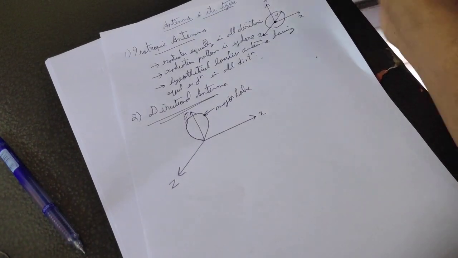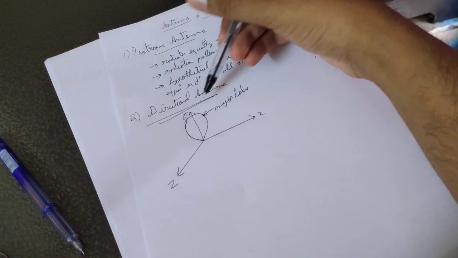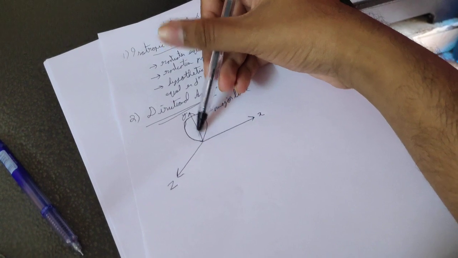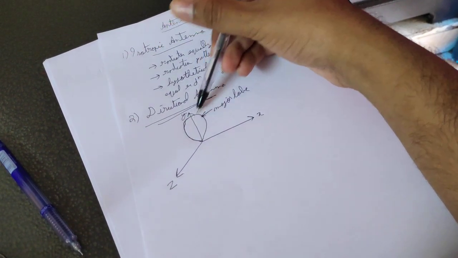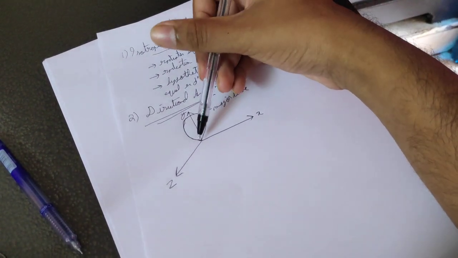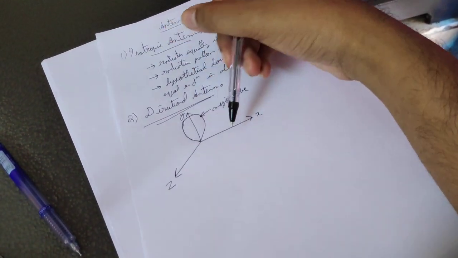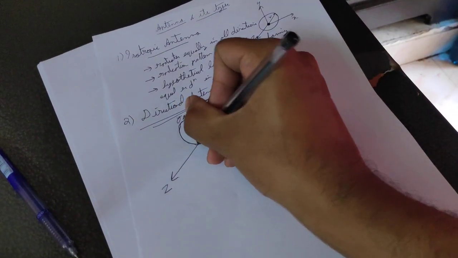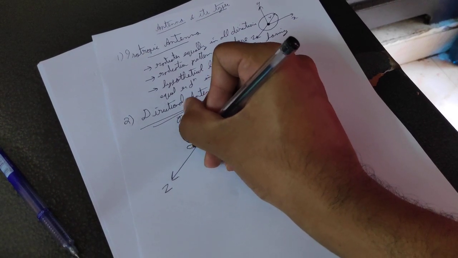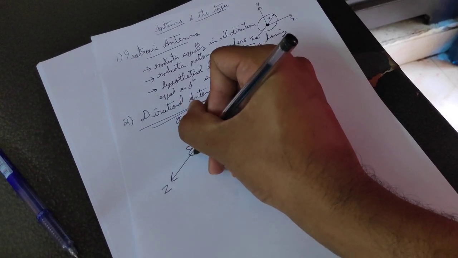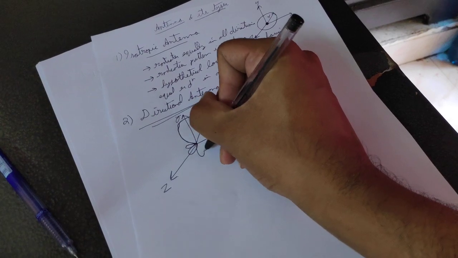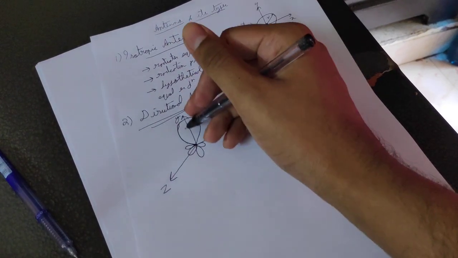Because I told you that radiation exists mainly in the major lobe of a directional antenna, in a particular direction, that doesn't mean there's no radiation in all other directions. Radiation exists in other directions too, but in minor lobes or side lobes. Why are we calling them minor lobes? Because the radiation intensity is minor, it's very low.